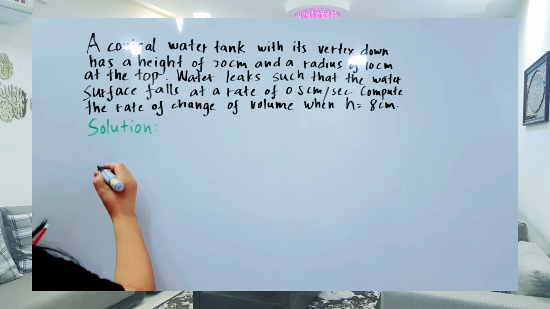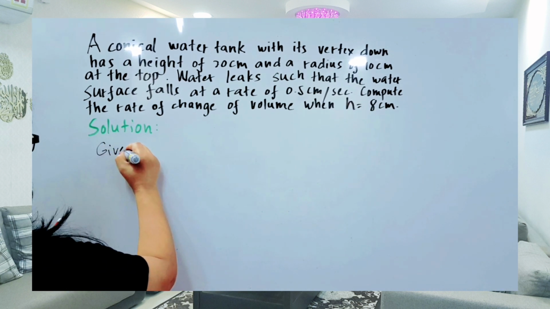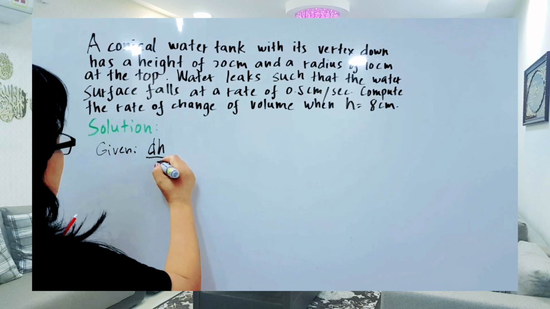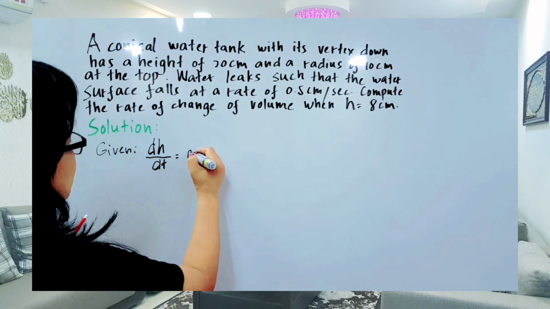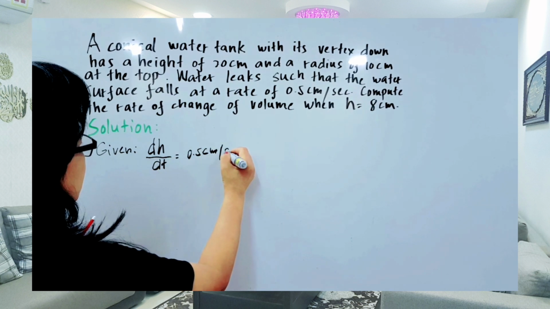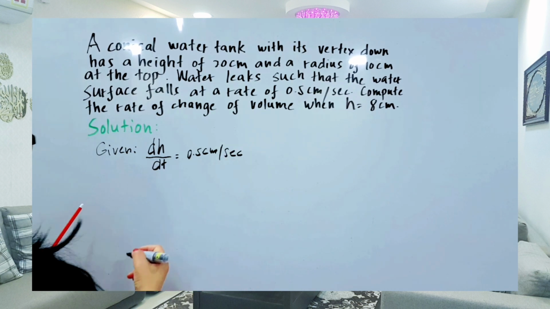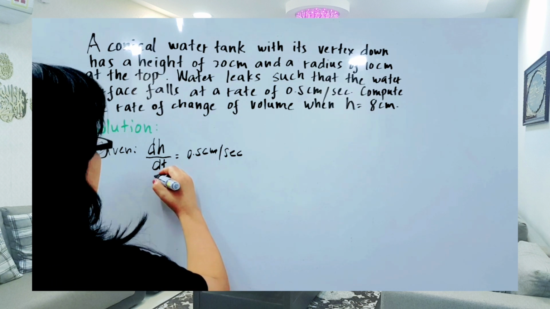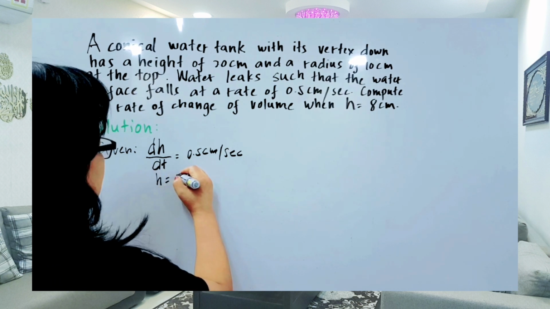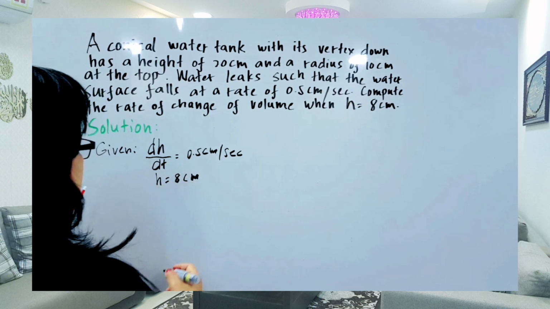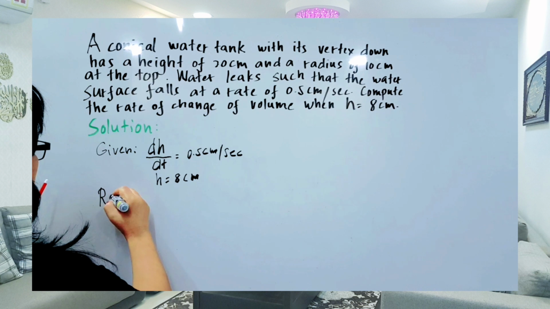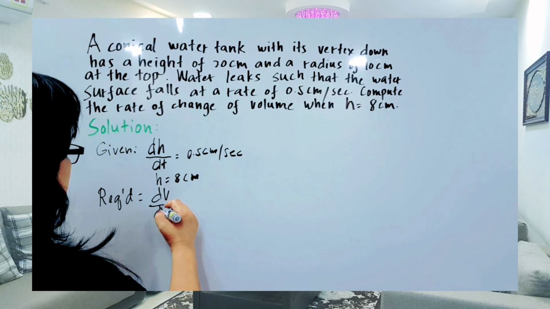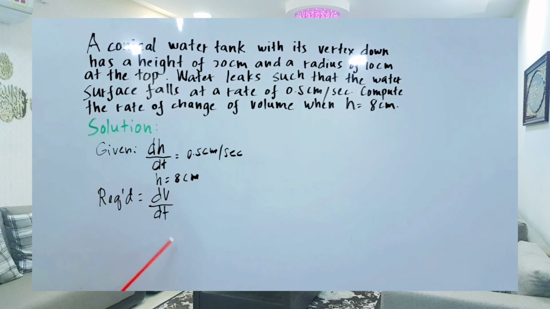Now, what is given here? Given is the change of the height with respect to the time, which is equal to 0.5 cm per second. And then, the height of the water, which is equal to 8 cm. So, what is required is the dV over the dt, the rate of change of volume with respect to the time.